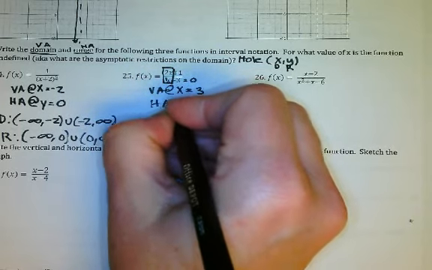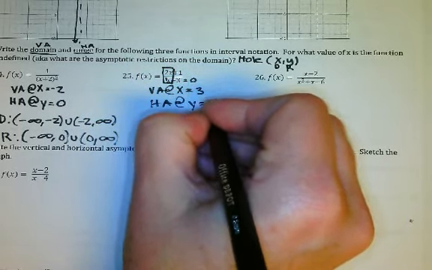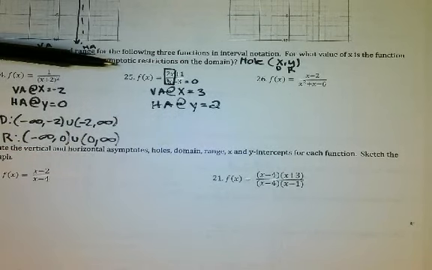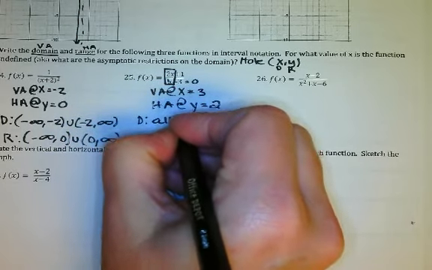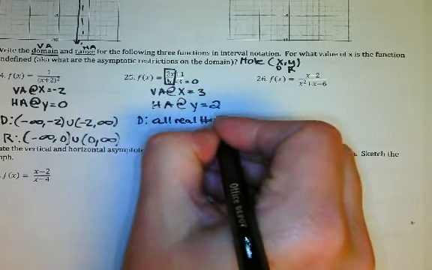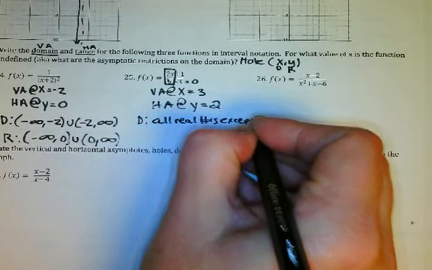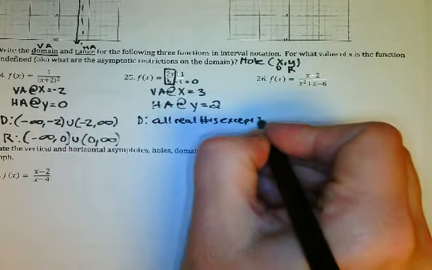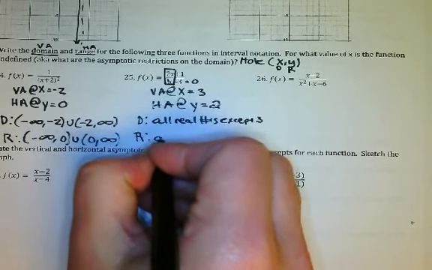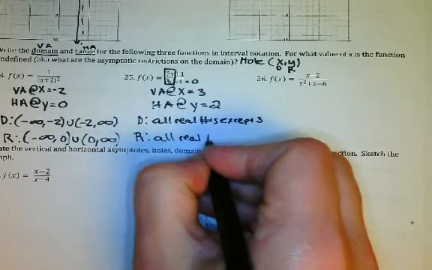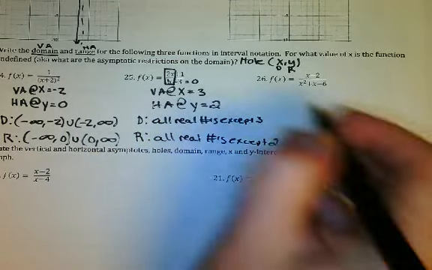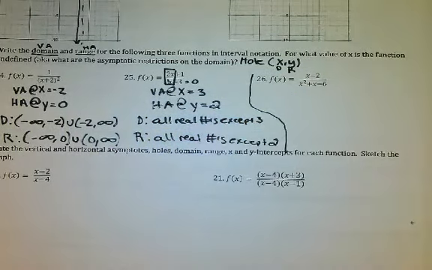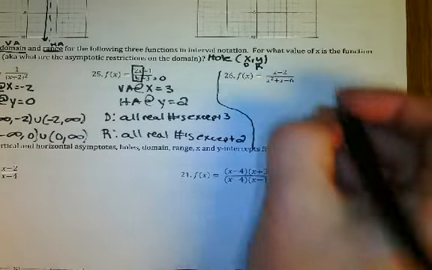So the horizontal asymptote is at y equals 2, because remember, you just take this 2 over 1 and it becomes 2. So your domain here would be all real numbers, except the x value, 3. And then the range would be all real numbers, except 2.